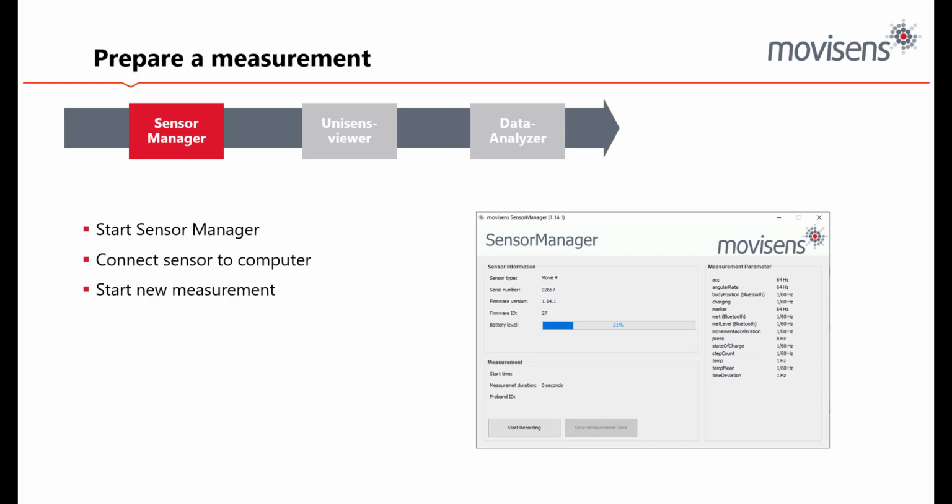So in this case, we have a Move4 sensor that's been connected: serial number, firmware revision, firmware ID, the current battery level. It also will tell you if there's a current measurement that's been stored on the device so that you can then save the measurement data, or if you've already saved it, you can start recording and it will give you the option to delete it.